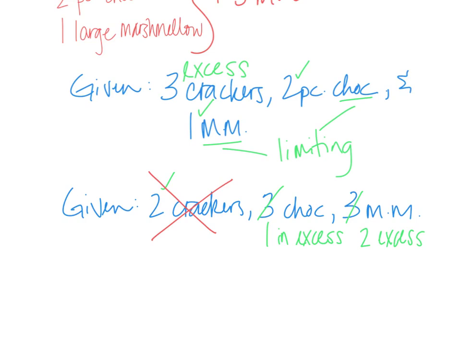Now, when we talk about this, look up top. When I used my limiting, when I used all the chocolate, all the marshmallows, can I make a s'more with 1 cracker? No. So, when we look at those things, the purpose of a limiting reactant is to stop the reaction. Because once the limiting thing is gone, there is no more reaction to occur.